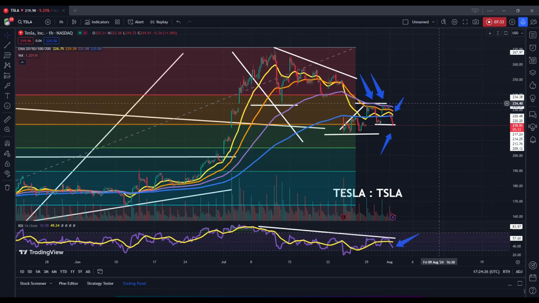If we did see a positive number, I would be looking for a break above this 235 level as the key to unlocking the top side. So here's the current market analysis for Tesla Incorporated, stock ticker TSLA.